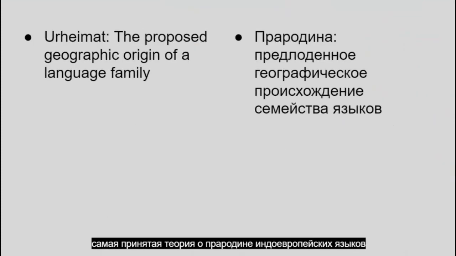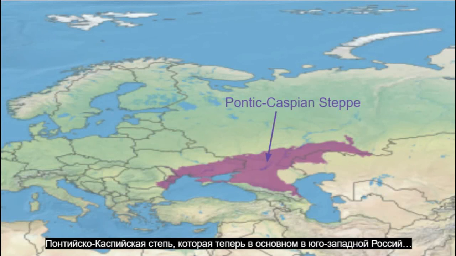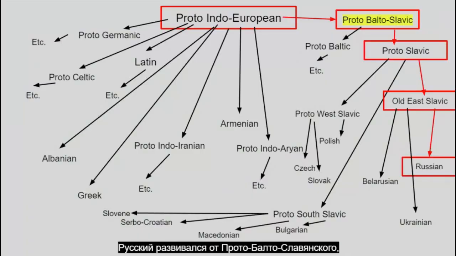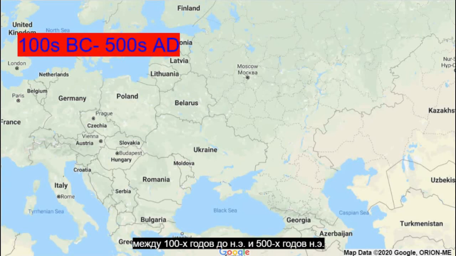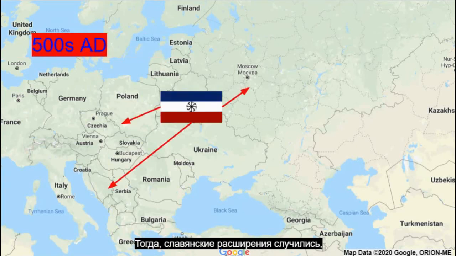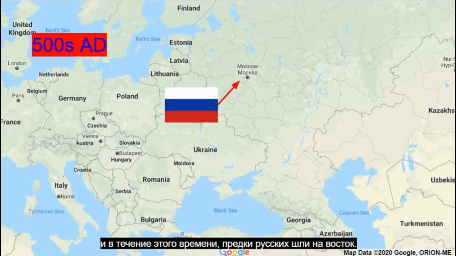In fact, the most accepted theory as the Urheimat of the Indo-European languages is the Pontic-Caspian steppe, which is mostly in modern-day southwestern Russia. Not like the country has an advantage or anything. Russian evolved from Proto-Balto-Slavic and then Proto-Slavic, which was spoken between the 100s BC and the 500s AD by the common ancestors of the Slavs in what's now Belarus. At that point, the Slavic expansions happened, and during this time the ancestors of the Russians went east.